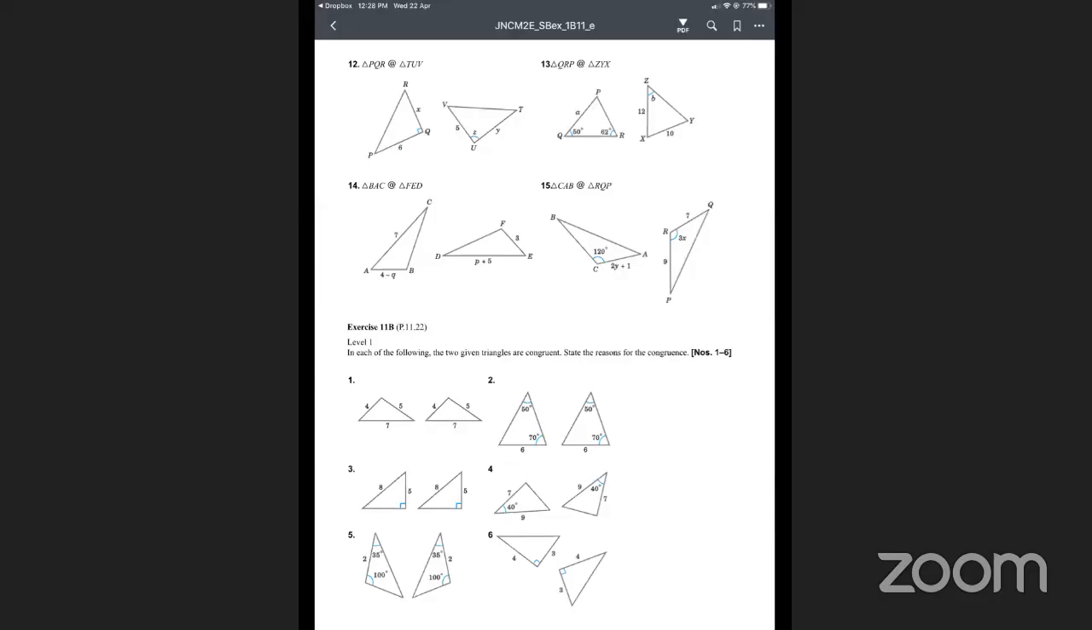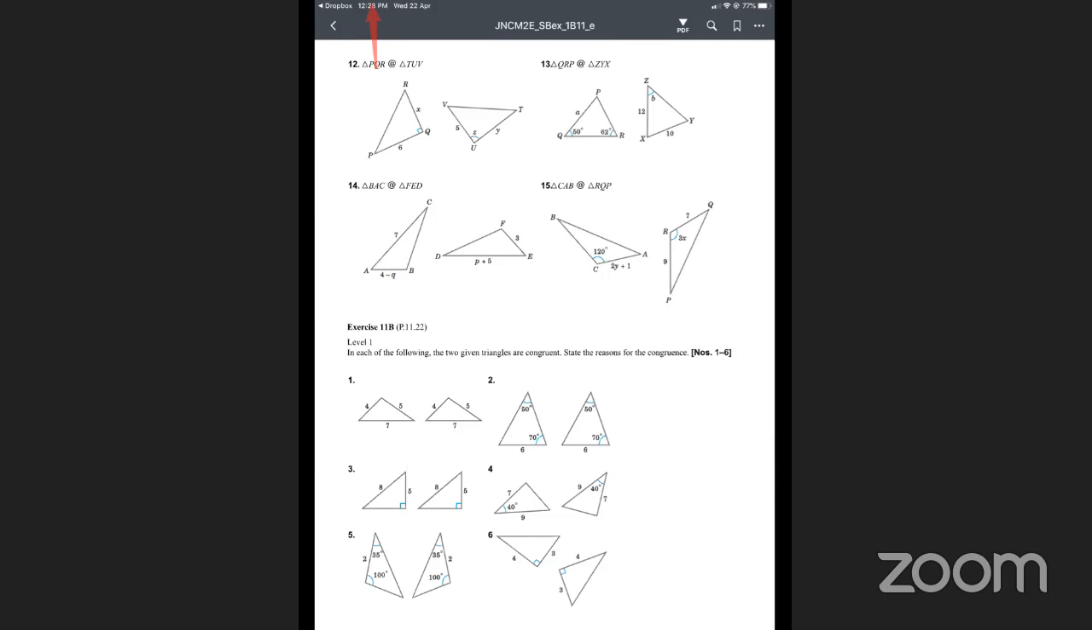I think better we look at question 12 to question 15, okay, because of the setting of my iPad. Question 10 and question 11 will be at the bottom, okay, not easy to show you in the screen. That's why we look at question 12 onwards. Okay, and then you are asked to find the unknowns in each of the following pairs of congruent triangles.